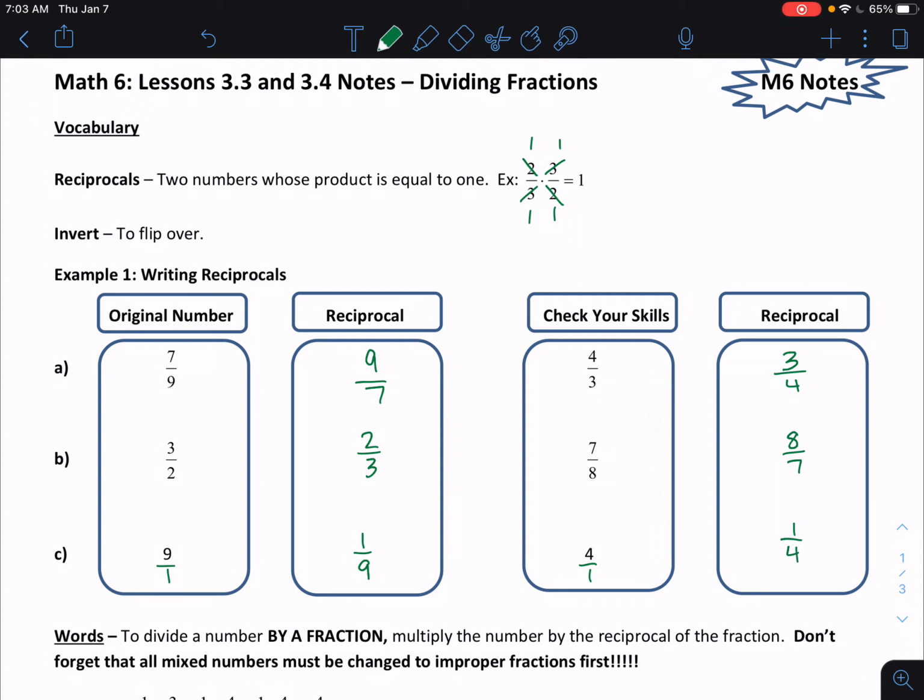This is not the action of dividing fractions. This is just a step that we need in order to be able to divide fractions. So keep that in mind.